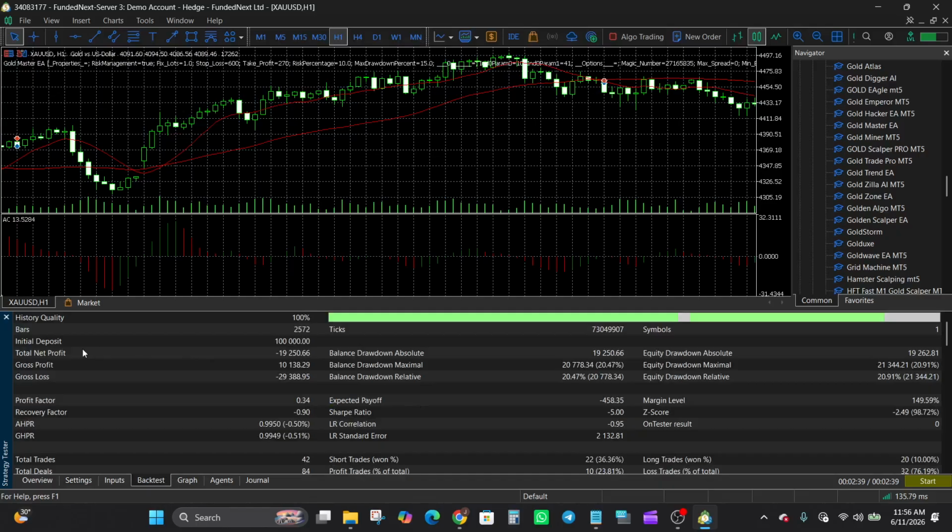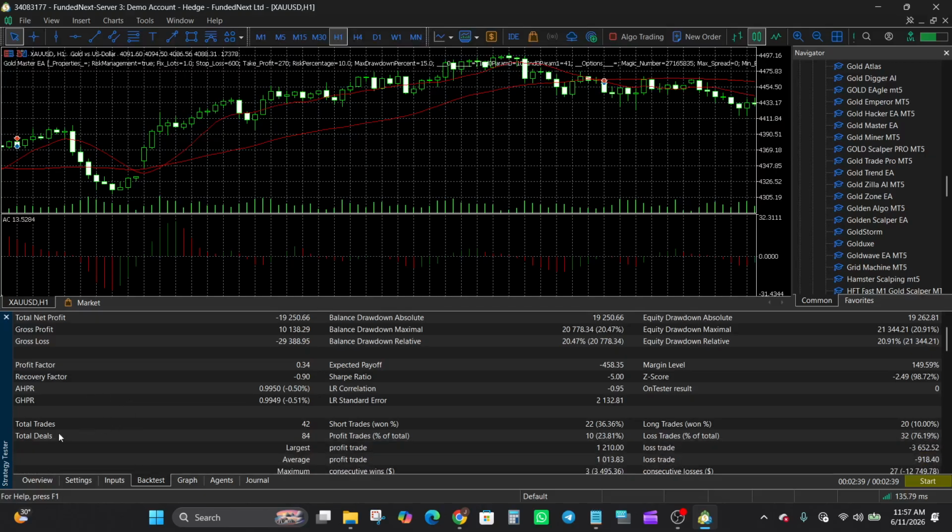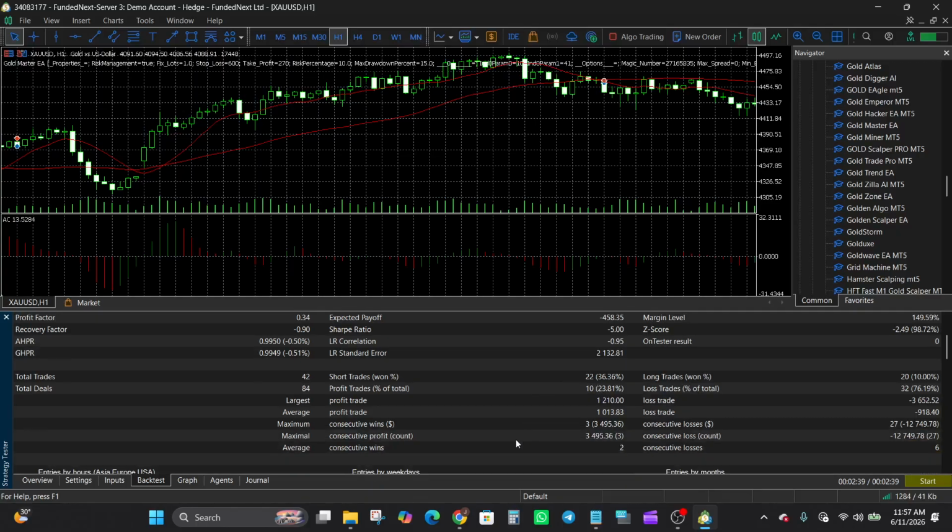Looking at the results, we can see that from an initial deposit of $100,000, the total net profit was negative 19,250.66. And the total trades taken were 42. Out of those 42 trades, only 10 were profitable, giving us a 23.81% win rate. And then the largest profit was $1,210. Largest loss was $3,652.52. Average profit was $1,013.83. Average loss was $918.4.